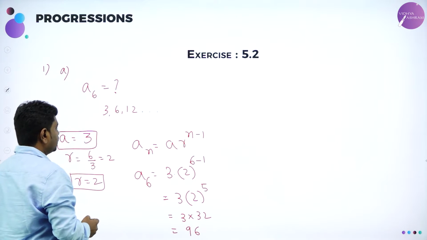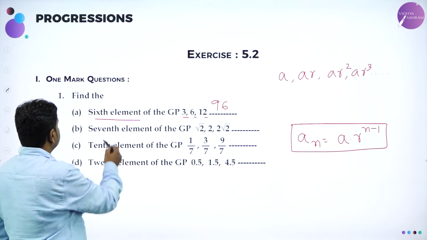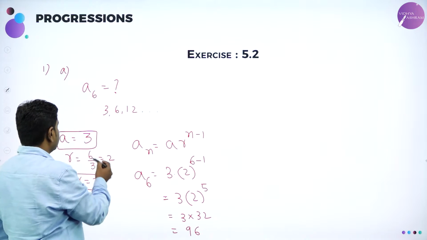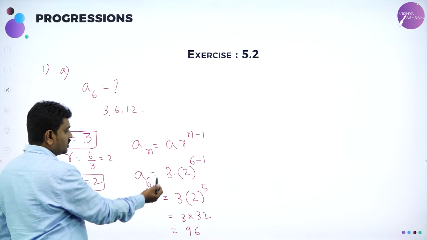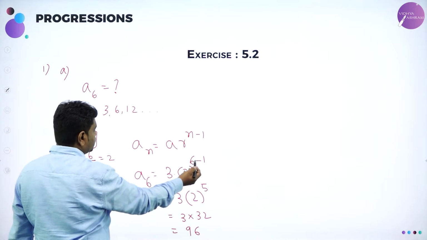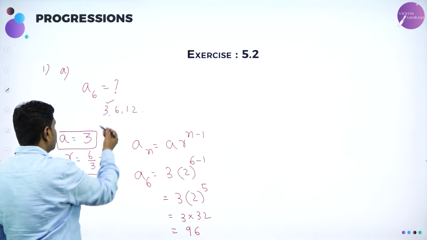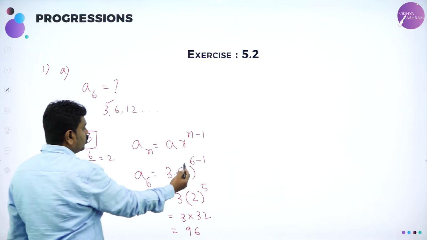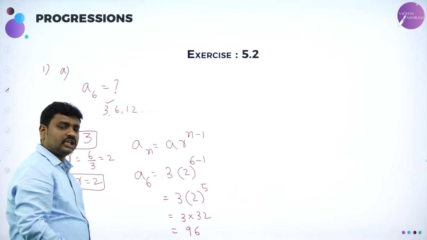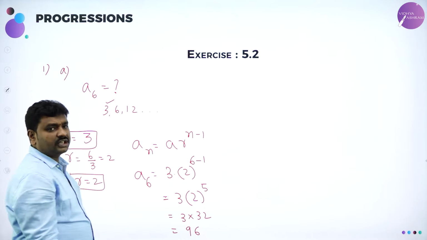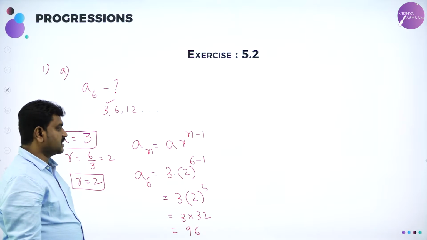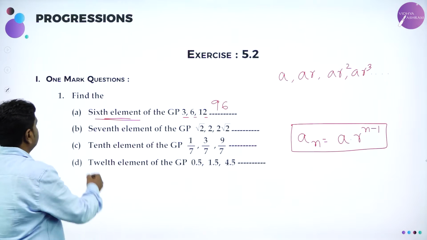So let me repeat. They want the sixth element. Sixth element means sixth term, A6. What is A6? A into R power 6 minus 1. Here A, the first term, is 3. The common ratio is 6 by 3, which is 2. 2 power 5. What is 2 power 5? 32. 32 times 3 gives you 96. So we are done with the first problem.